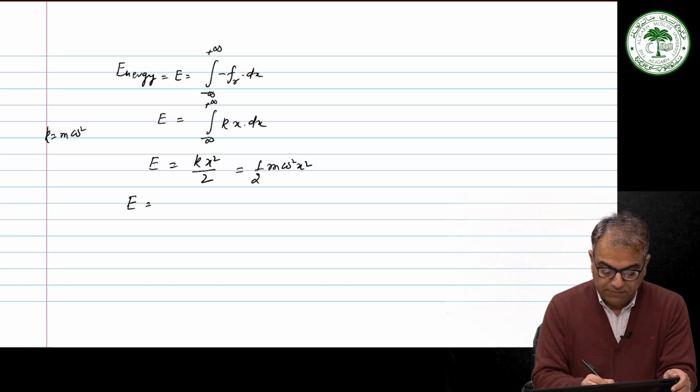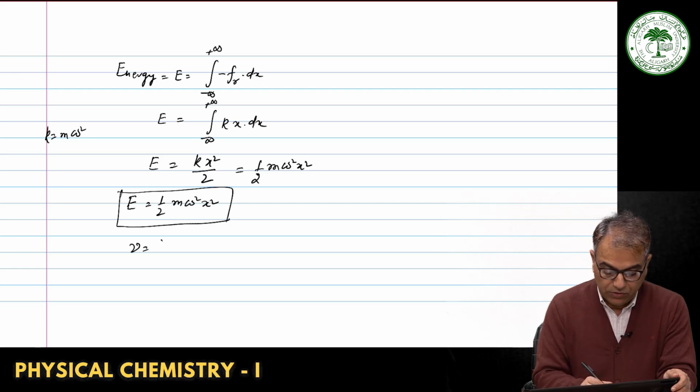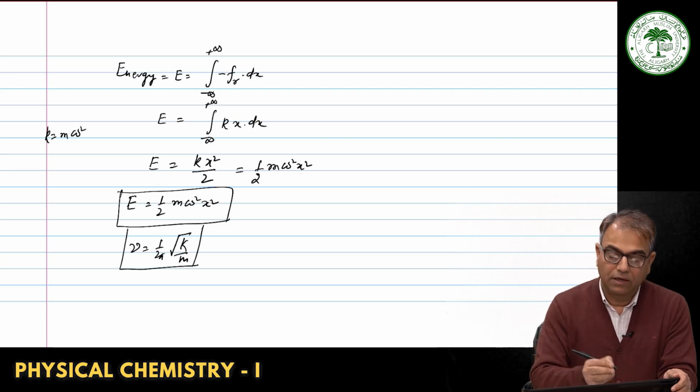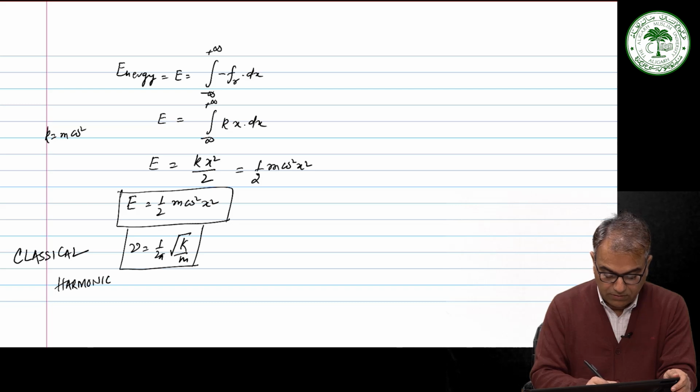So, we have determined the energy, we have calculated the linear frequency, nu is equal to 1 by 2 pi root under k divided by m, of the classical harmonic oscillator. We have not done anything quantum, classical harmonic oscillator. Just to refresh your memory of harmonic oscillator.